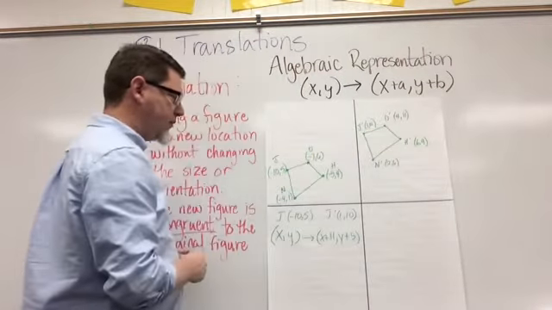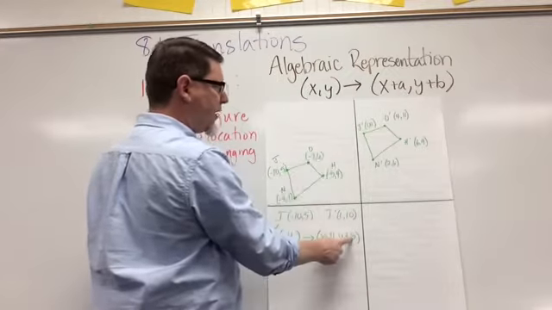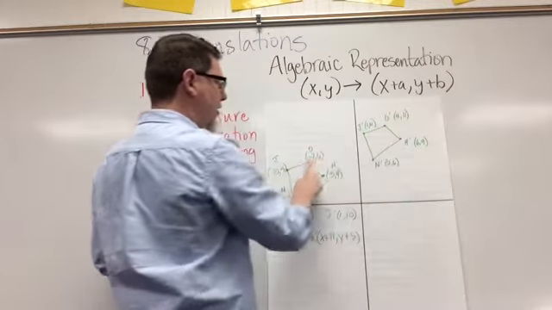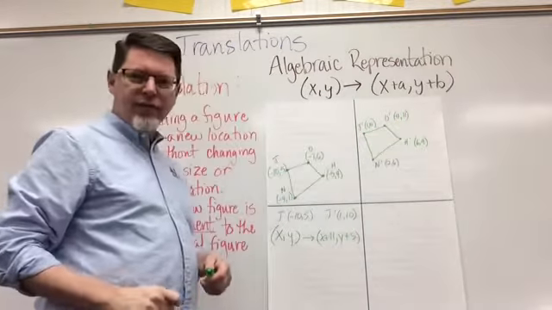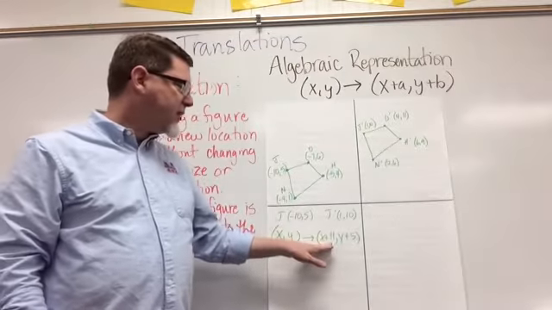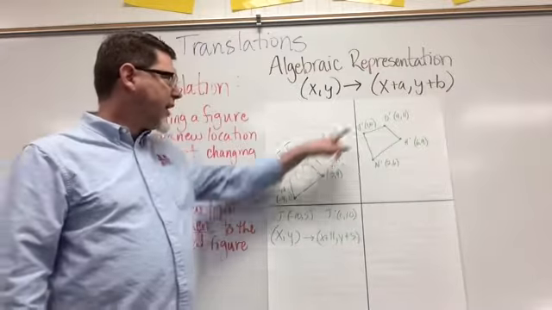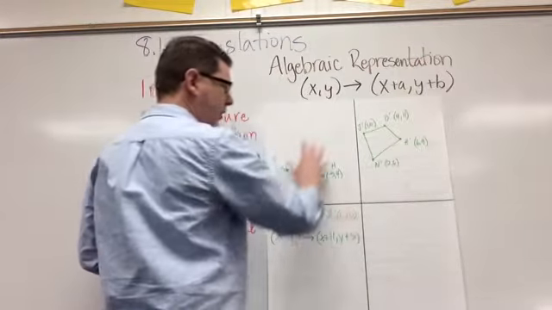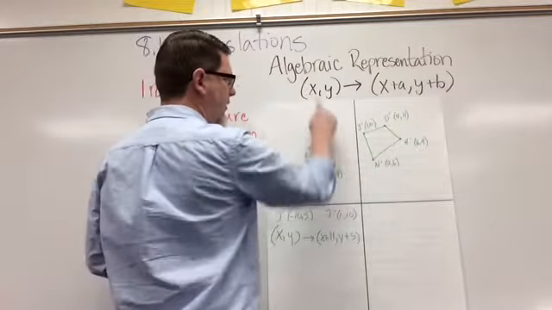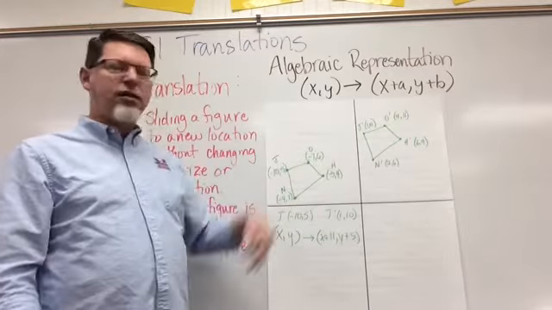Positive 4. What is 6 plus 5? 11. So from negative 7, 6 to 4, 11, I added 11 to the x's and 5 to the y's. It has to work for every point. And you'll see if you look at all of these and apply the algebraic representation, then it works for all of them.